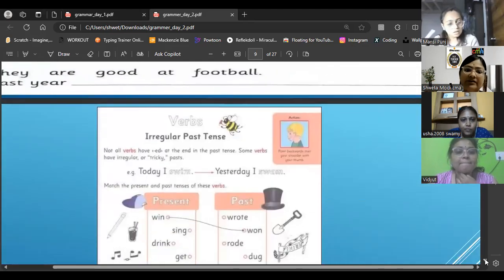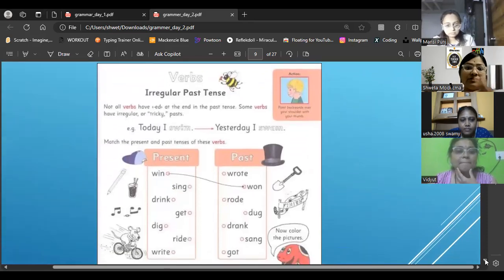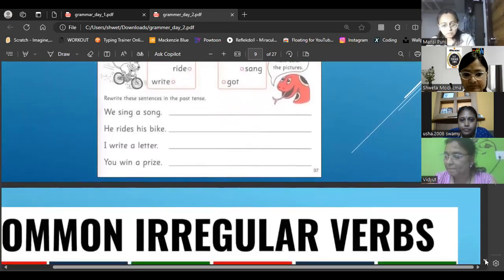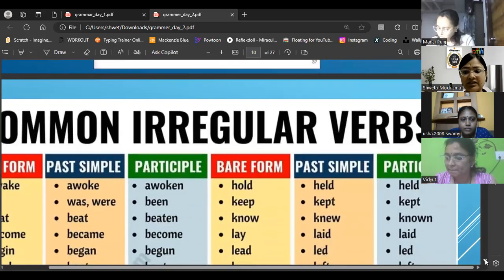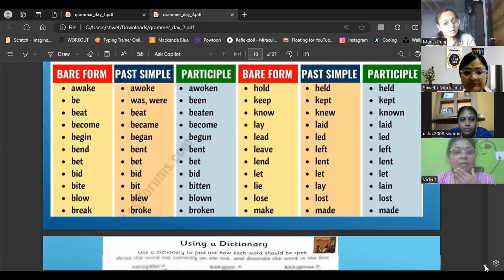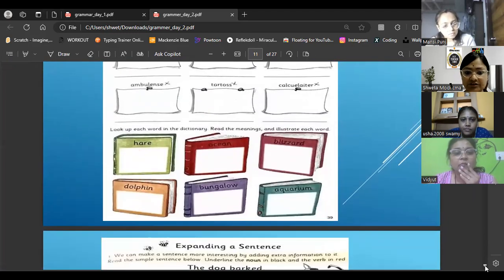Now, why do we call them irregular? Because here the spellings change. So "ed" is not there. When "ed" is there, that is regular. When "ed" is not there, then the past tense will be called irregular. So they have to match this. And then we will have to make them learn these by giving them the list of words, which they will have to learn by heart only. And then this is dictionary again.